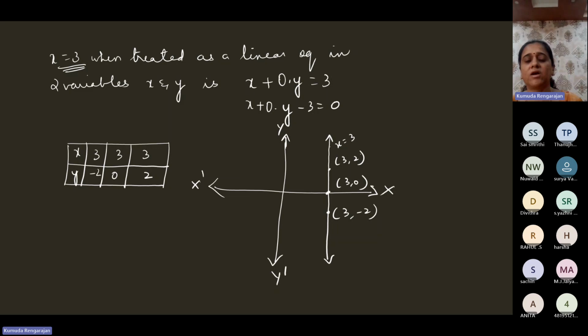Now, how do you get the straight line? You have to prepare the xy table. Since we have x is equal to 3, x is always 3 for any value of y. No matter what the value of y is, x is always 3. Now plot the points in this table, 3, minus 2; 3, 0; and 3, 2. You will be able to join them by a straight line. And that is the graph of the equation x is equal to 3.